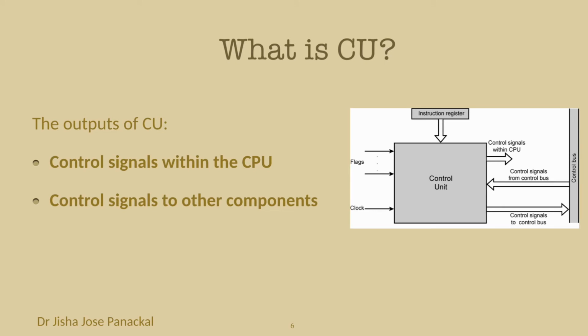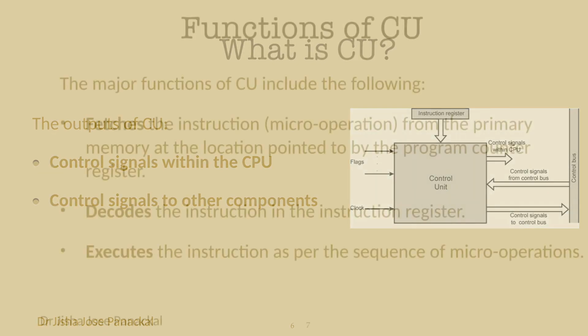Now we will see what the outputs produced by the control unit are. It will provide signals within the CPU to control and coordinate the components inside the CPU and to make the data transfer between these components, and it will also produce signals to the outside components. So these are the two signals produced from the control unit.